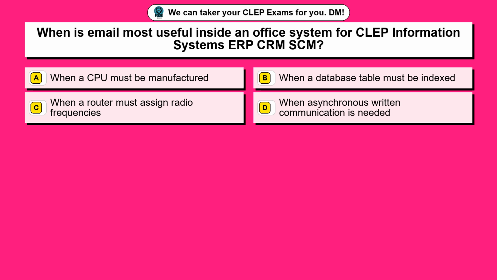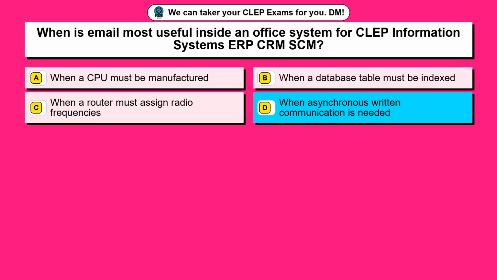Question 4. When is email most useful inside an office system for CLEP Information Systems ERP CRM SCM? Option A. When a CPU must be manufactured. Option B. When a database table must be indexed. Option C. When a router must assign radio frequencies. Option D. When asynchronous written communication is needed. The correct answer is option D.